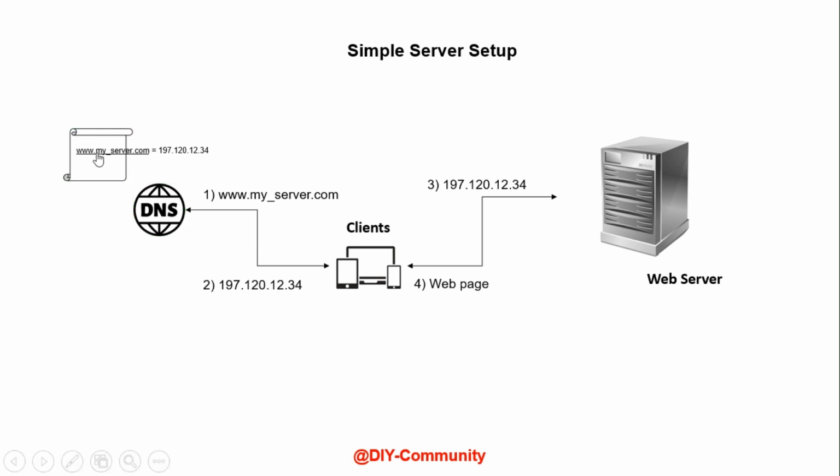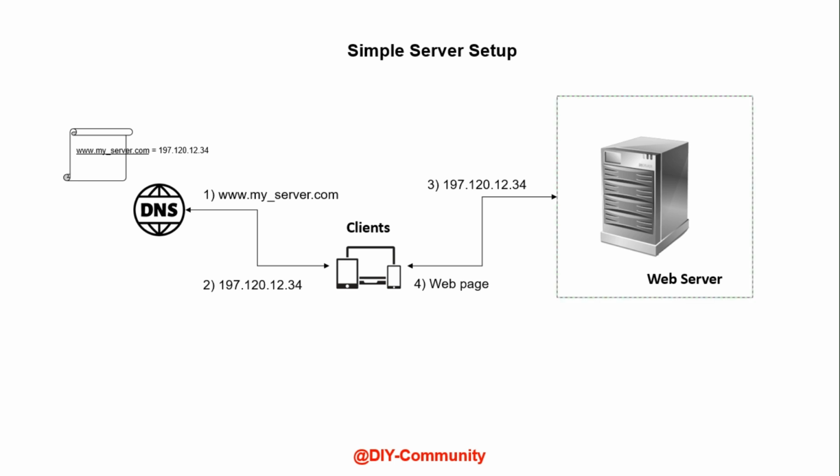So once the DNS server gets the request, it will resolve the name to an IP address and return the IP address to the client. The client will use that IP address and forward the request to that particular web server. The web server will process that request and return back the response which appears on the client.